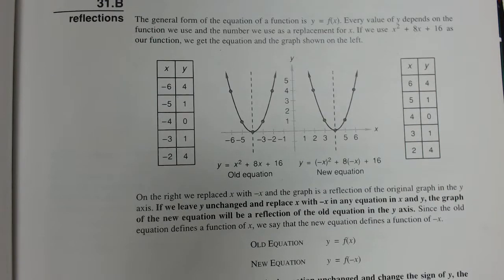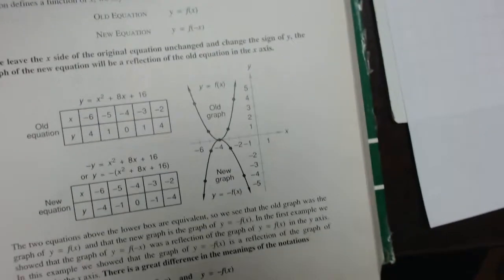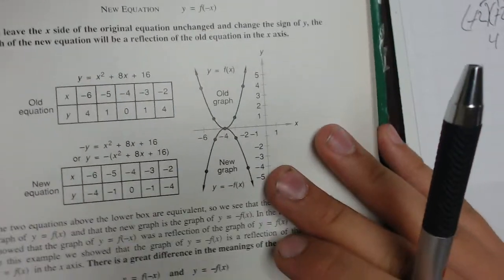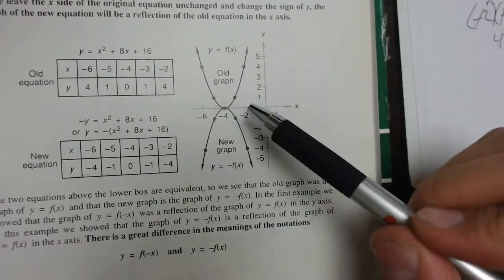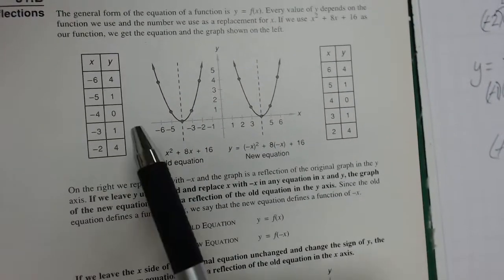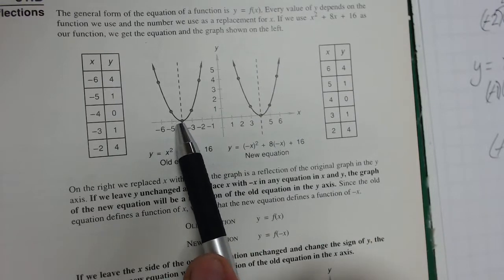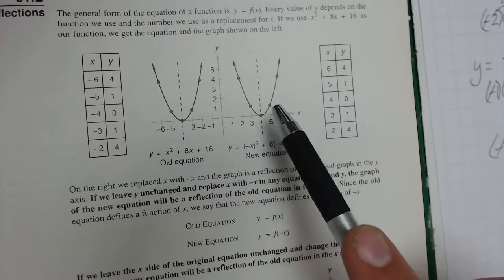Reflections are kind of like, if you think about a mirror image, and reflections can be done on the x-axis or on the y-axis. Here, this reflection is up and down. Here, this reflection is left and right. So we have the y-axis. We have a function that starts at -4, and then we have the same function, but it starts at +4.